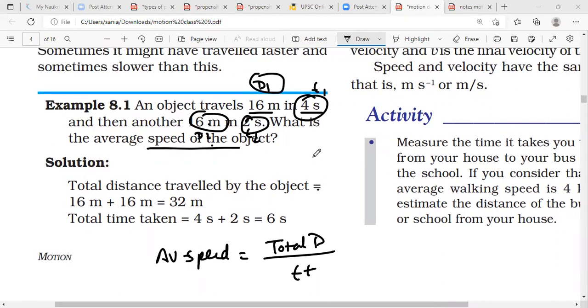Okay, so you will just put like this, example 8.1, and the solution. Okay, quickly do the solution and tell me the answer.